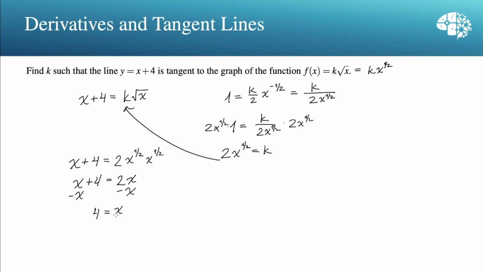Now the goal of this problem is actually to find k, and so we're going to take this x value that we have and plug it in over here. And so I have 2 times 4 to the 1/2 is equal to k. 4 to the 1/2 is the square root of 4, which is 2. And so I get k equals 4.